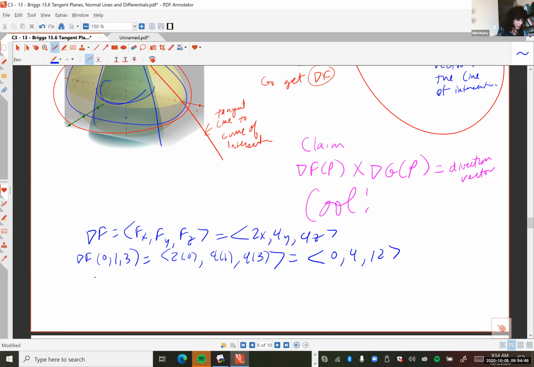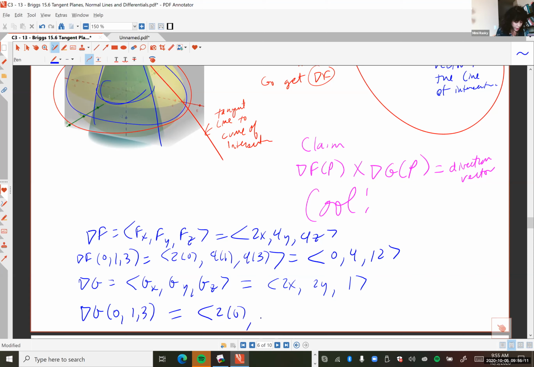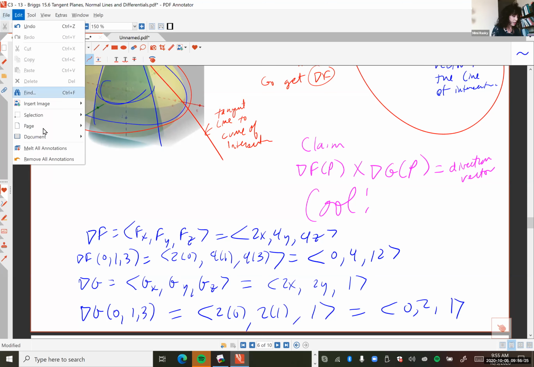Now go get the other big old gradient for the paraboloid. So you're going to take its partials, and I get 2x, 2y, and 1. Then when I evaluate that gradient at the point P, which has coordinates (0, 1, 3), I get 2 times 0, 2 times 1, 1. So these components are going to be 0, 2, 1. My computer is really slowing down right now. I don't know why.